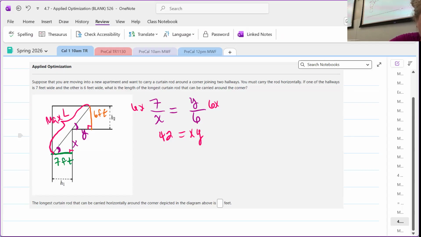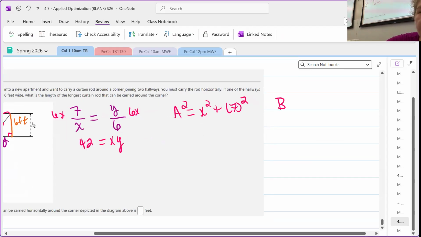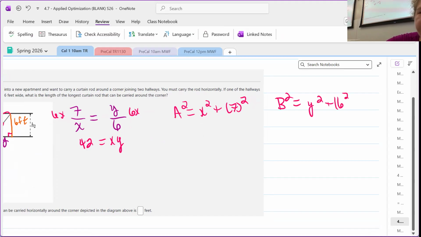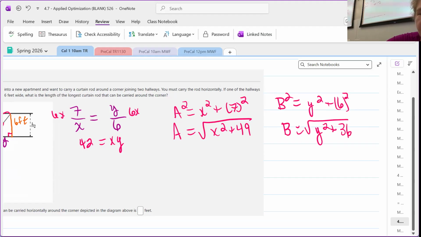All right, so I'm going to call this A and B. So I have A squared equals x squared plus 7 squared. And B squared equals y squared plus 6 squared. So A is the square root of x squared plus 49. B is the square root of y squared plus 36. And our length of the curtain rod is A plus B.